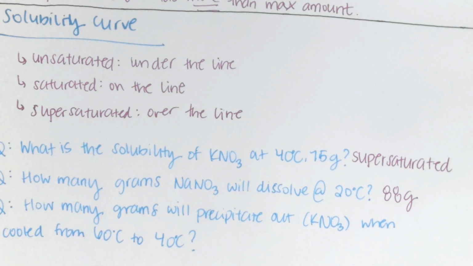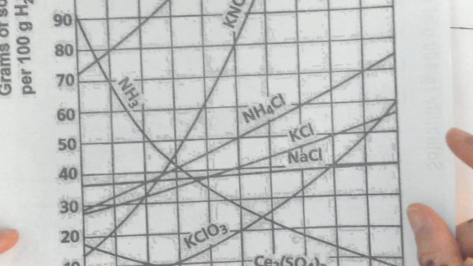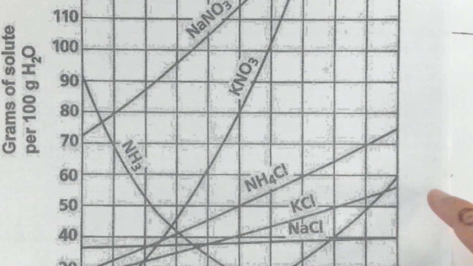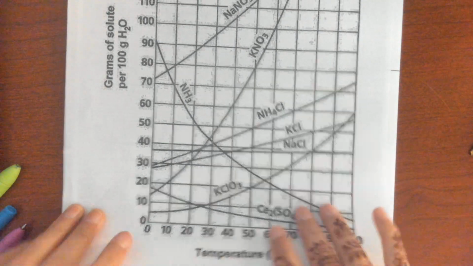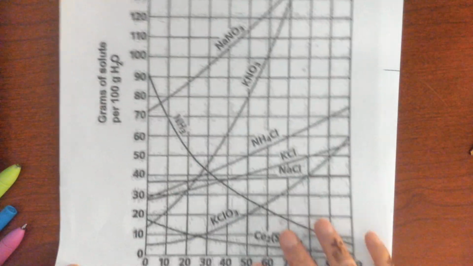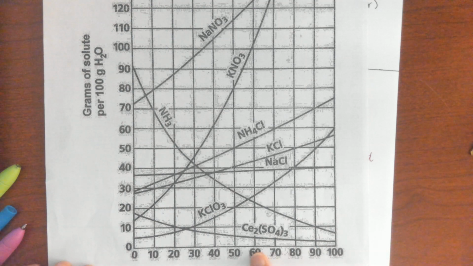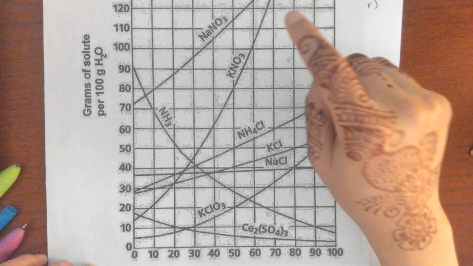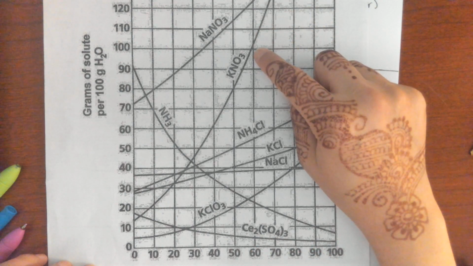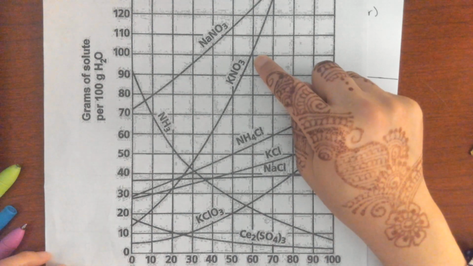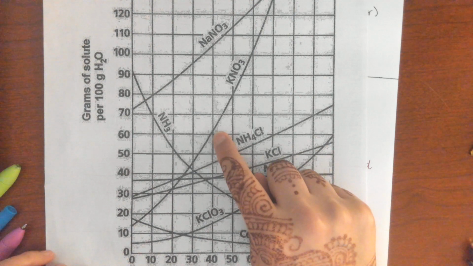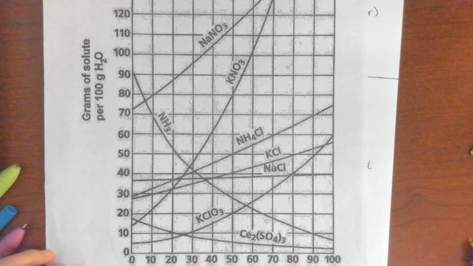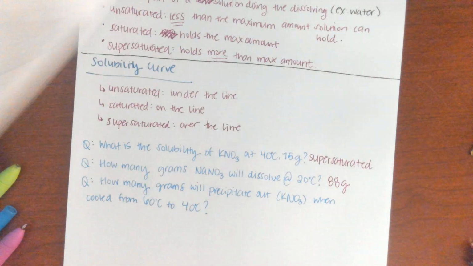So what you do is you find KNO3 right here. I need to zoom out again. I'm sorry. And then you're going to find the two temperatures on the line. So 60 versus 40. We have 60 degrees, you go up to the line. So it's about what? 100. Is it 100? Yeah, 100. 40 degrees Celsius? About 60. So 100 versus 60. What is the difference? 40 grams. That's all it is.